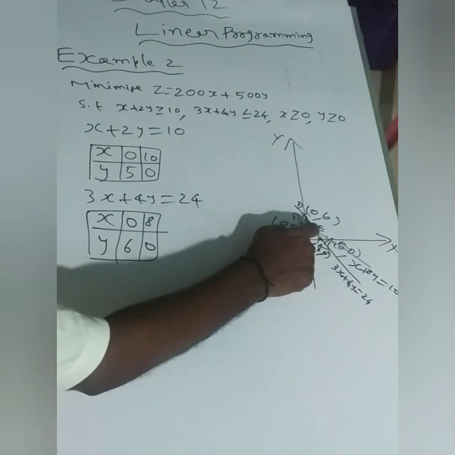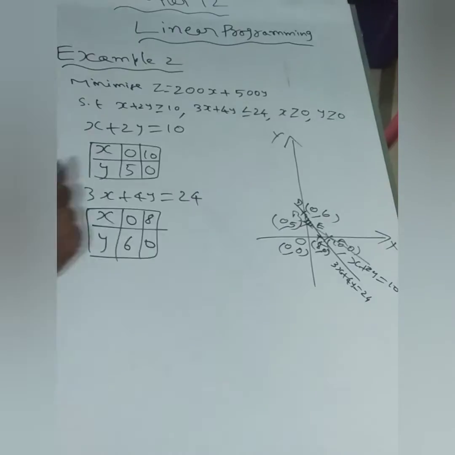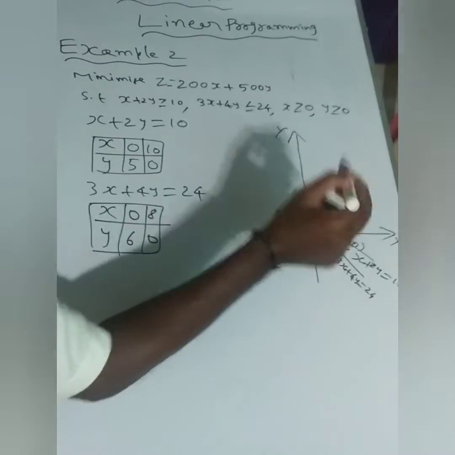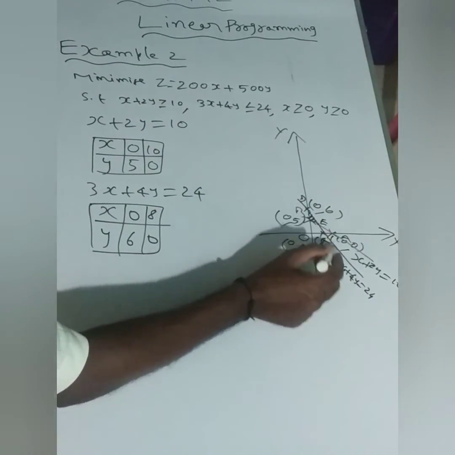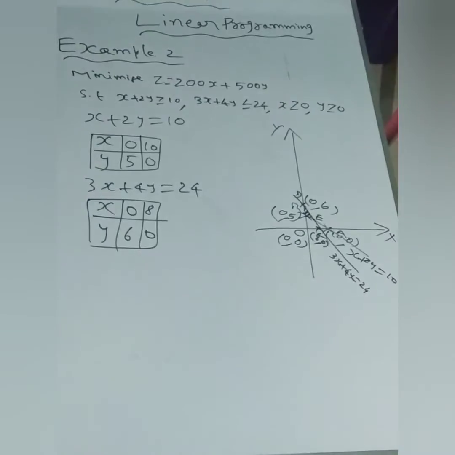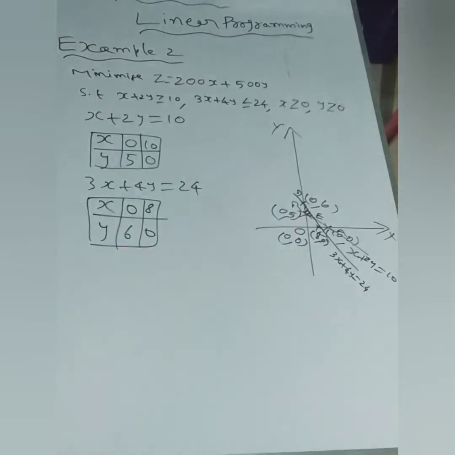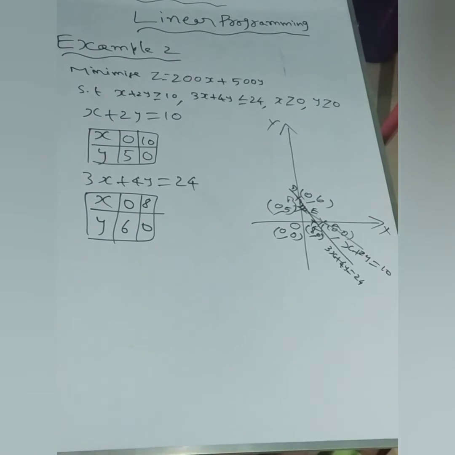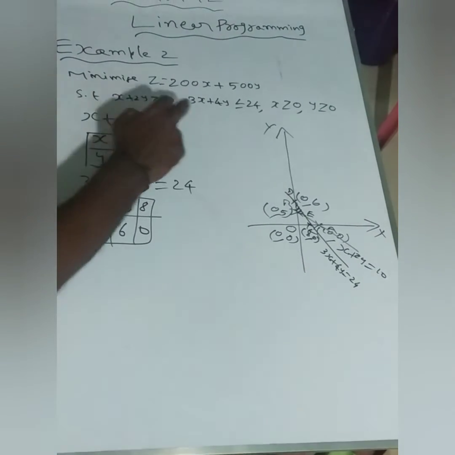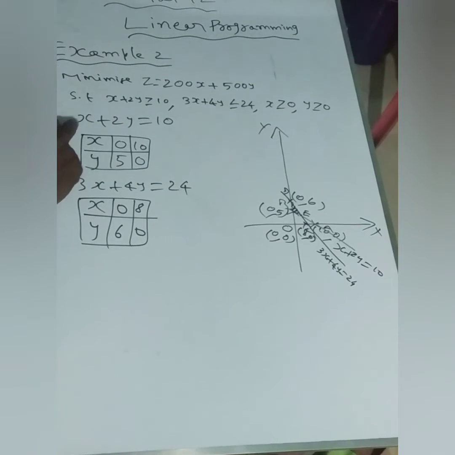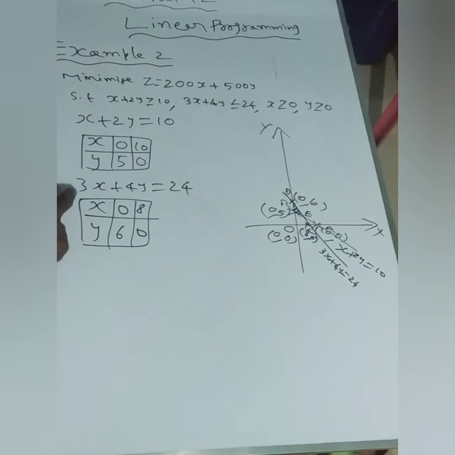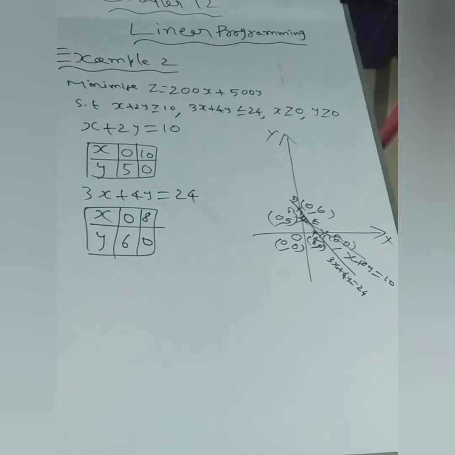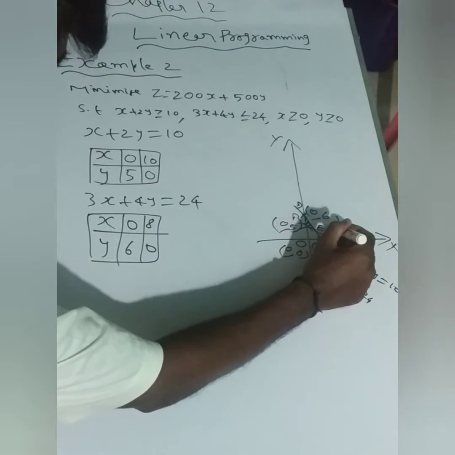If you look at these portions, we have 3 corner points. One is 0 comma 5. If you look at this in your graph, both lines are meeting here. This is called the intersecting point. If you solve this manually, suppose I am not using the graph, if I solve both equations, that is x plus 2y is equal to 10 and 3x plus 4y is equal to 24, I will be getting the x value and y value. That may be 4 comma 3.